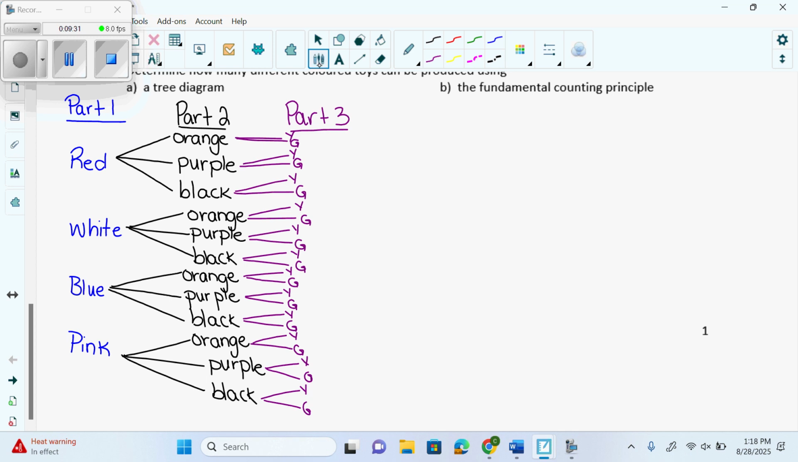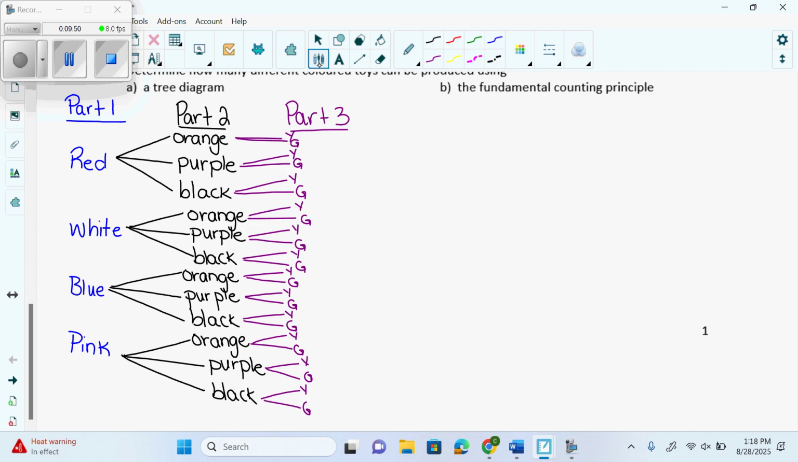So you can visualize it, right? It'd be a lot easier to visualize. You're not usually asked to find tree diagrams or anything like that, but it's a way to show that the fundamental counting principle works. The fundamental counting principle says if I have more than 1 part, and I have to use each one, then I could technically multiply the options together.